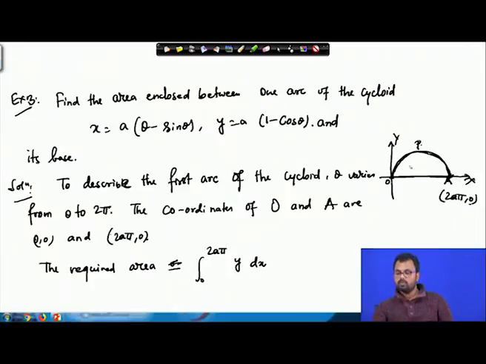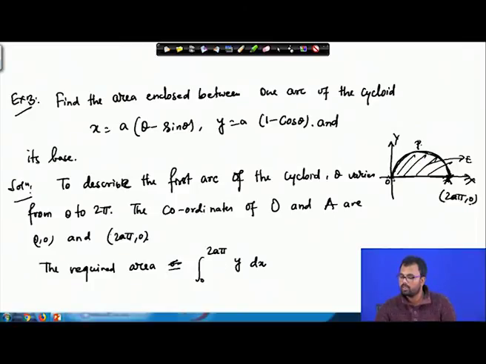So, in this case we were given a cycloid. First of all we need to find out how that curve looks. Sometimes you also need to practice with curves, so that just looking at the curve you can make out, okay, this is the way this curve should look. To describe the first arc of the cycloid, theta will vary from 0 to 2 pi, and the coordinates for O and the point A are 0 0 and 2 a pi 0, and the required area would be this one here. This is our required region, the area which we want to calculate.